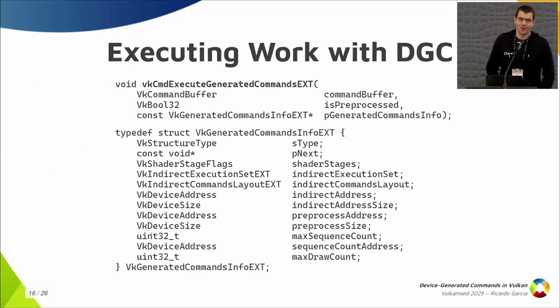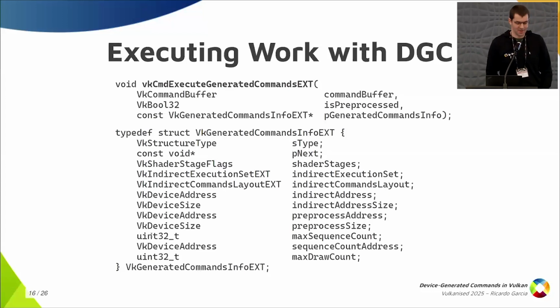you can call this command, execute generated commands. So you bind all that state into your regular command buffer, and then you record this command to tell it, at this point, execute the contents of this buffer. As you can see, you pass the regular command buffer as the first argument. Then there's a Boolean value there called is preprocessed, which is kind of confusing because this is the first time it appears and you don't know what it is about.